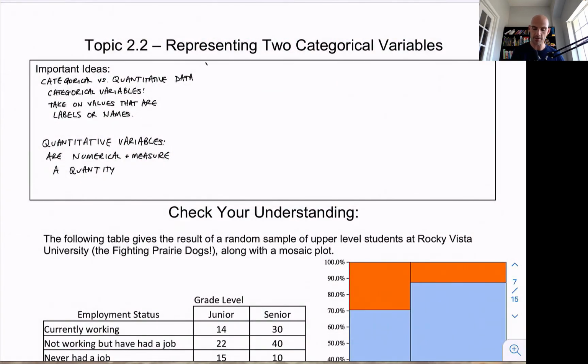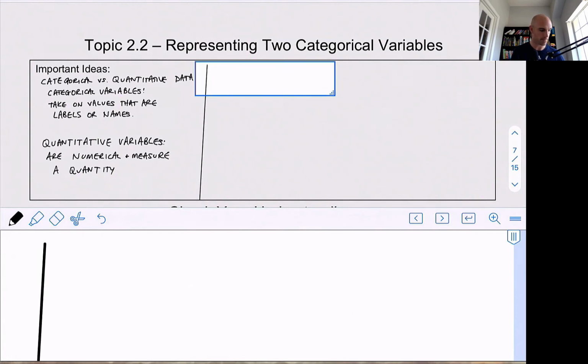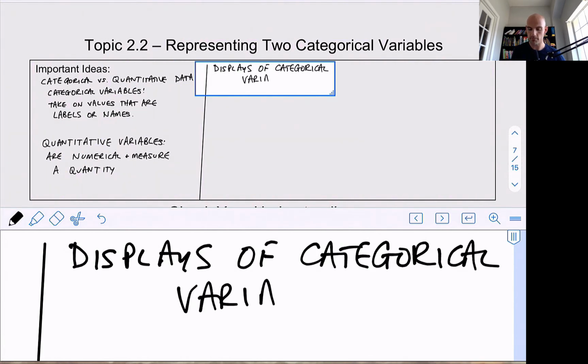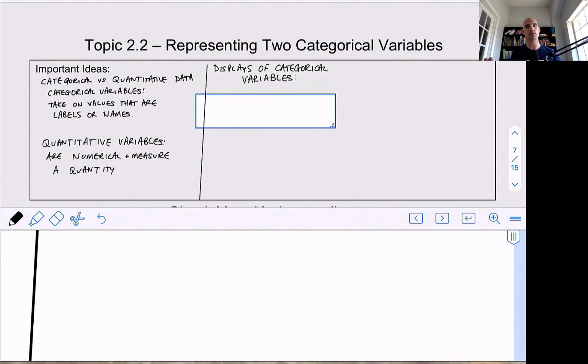So how do we display these things? We've already talked about a few data displays. Displays of categorical variables. On the AP test, you might be asked to represent data using a categorical variable. So you're going to have to know how to construct these and make them meaningful, right? To scale, have labels, those sorts of things.